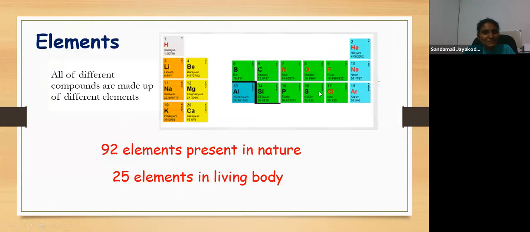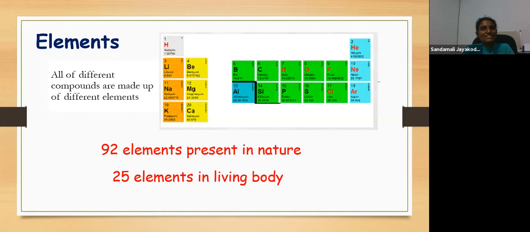When we look at this periodic table, this is where all the elements on Earth are grouped in a particular place. We can see different elements in it. There are around 120 elements in the periodic table, but only 92 elements are present in nature, and only 25 of them can be found in our living bodies.